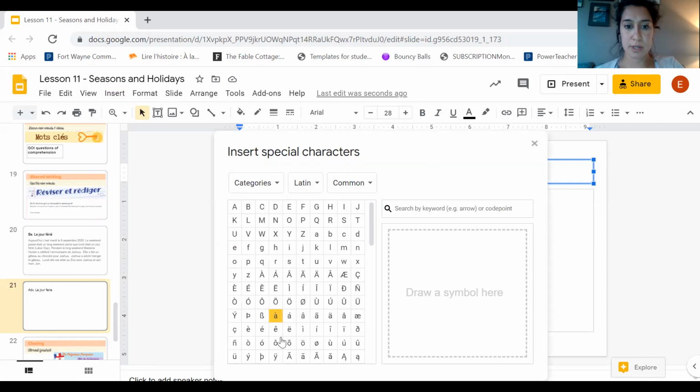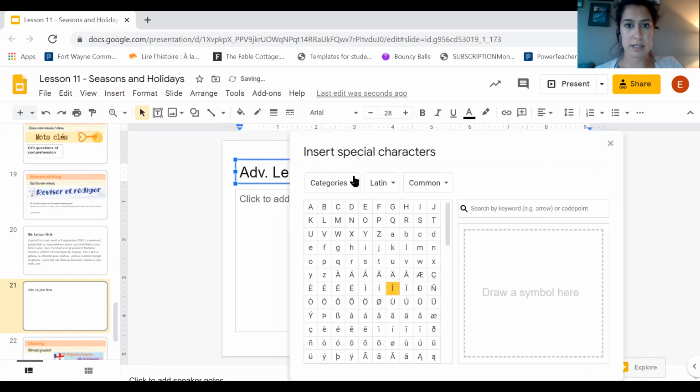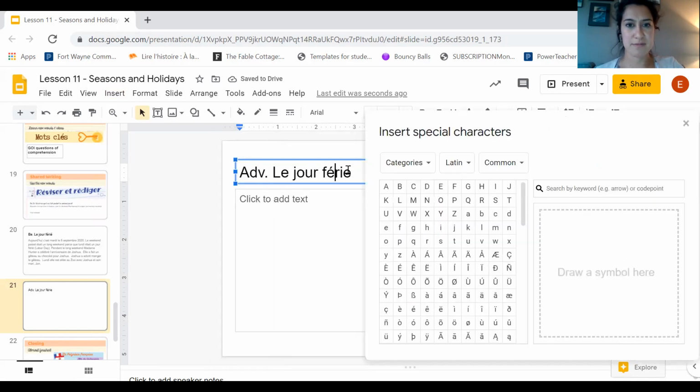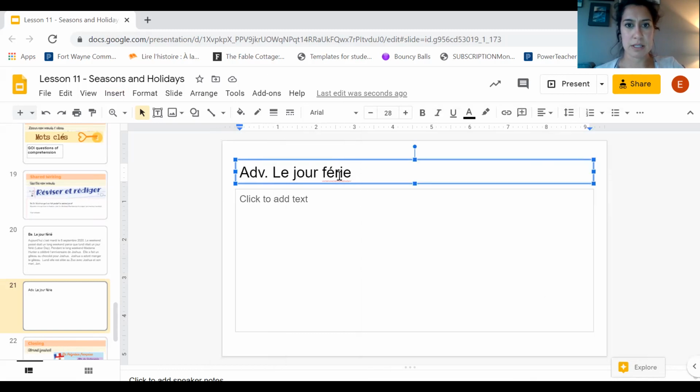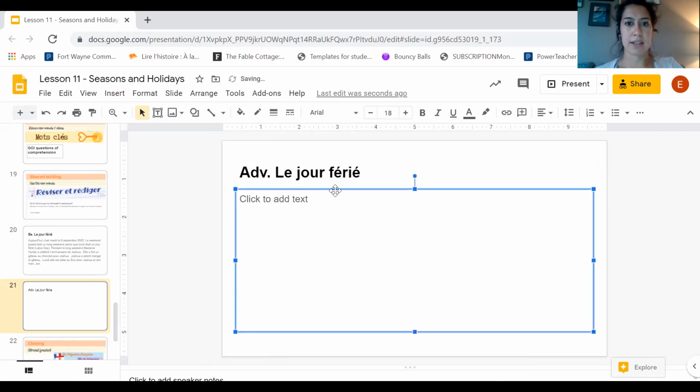And we need to put in the accents. Sometimes we have to force them in. Férié, excellent. Okay, and I'm going to make this a little bit bigger for you guys so you can see more easily.